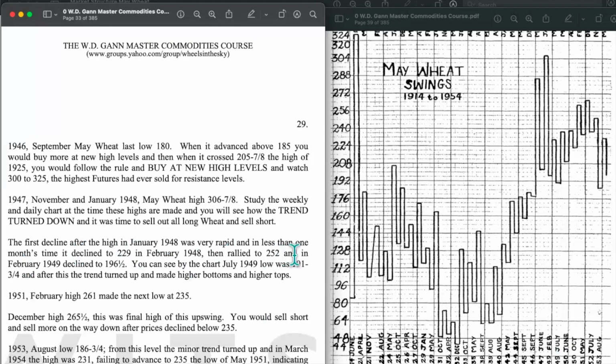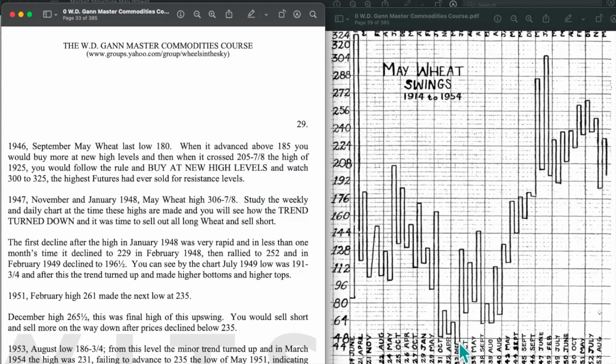Then it rallied to 252, and in February 1949 declined to 196 and a half. You can see by the chart, the July 1949 low was 191 and 3/4, and after this the trend turned up and made higher bottoms and higher tops. So in July 1949 we see a bottom, which has been marked over here, at a line of 192. Just below that, 191 and 3/4 is the low that we are getting. This level is very important for us. We can consider this somewhere around 192 because this level has been marked over here.